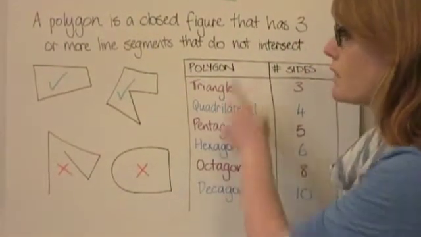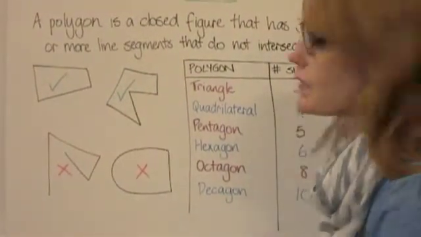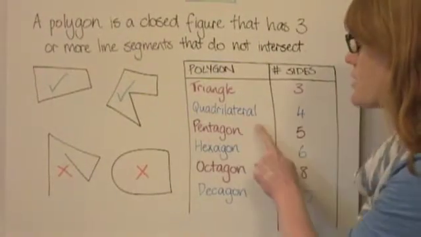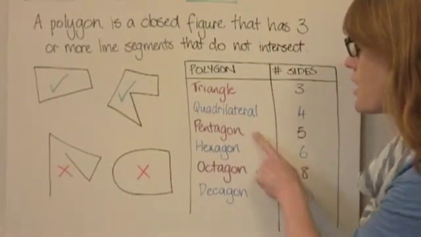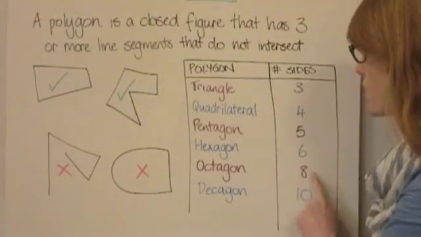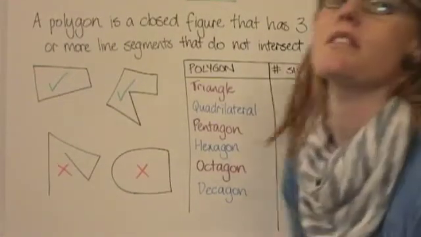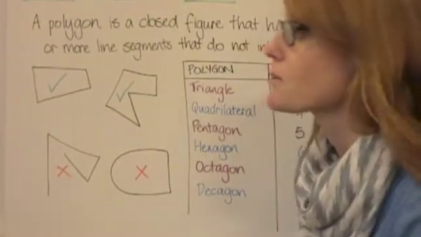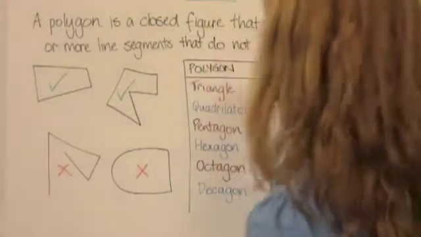Here are some common polygons that we'll be studying. Triangles have 3 sides, quadrilaterals have 4 sides, pentagons have 5 sides, hexagons have 6 sides, octagons have 8 sides, and decagons have 10 sides. And there are plenty more as well that we'll learn along the way.